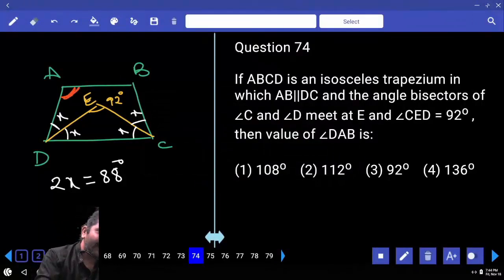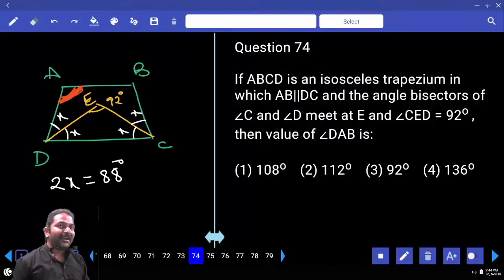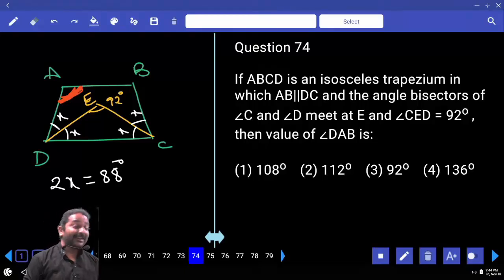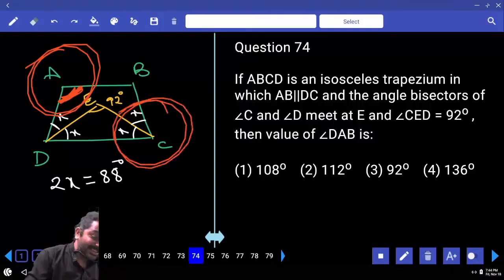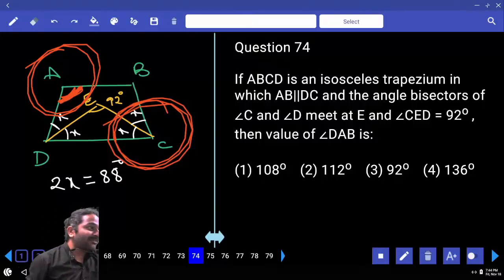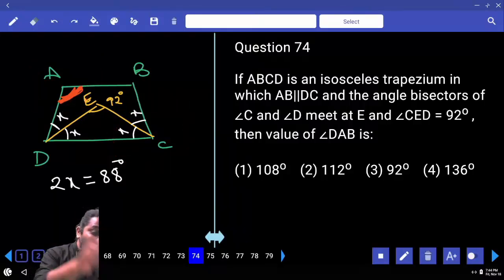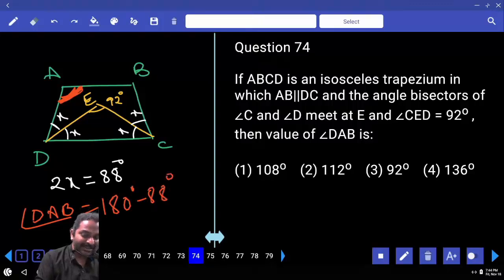Now we need to identify DAB, that's the angle we need to identify. Correct? If it is a cyclic quadrilateral, the sum of angle at A and angle at C must be 180 degrees. And angle at C we already have as 2x, right? Which is 88. Then angle DAB is 180 minus 88.